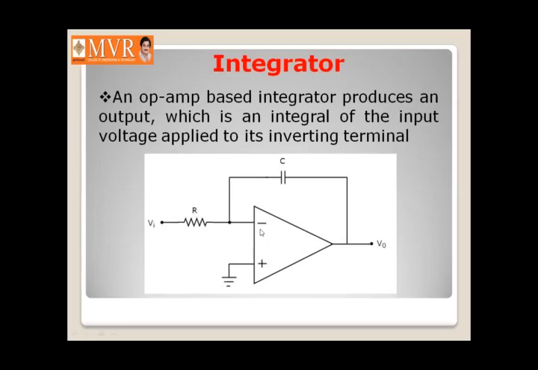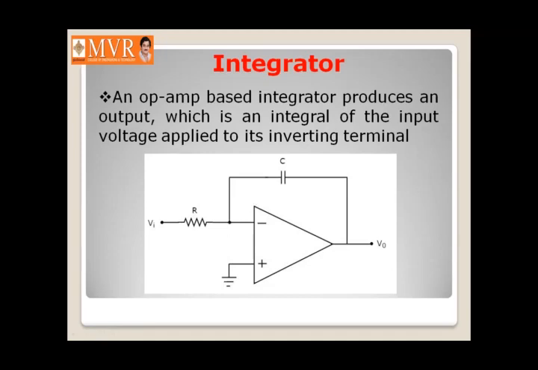So Vi is applied to the inverting input of the operational amplifier and V0 will be fed back through a capacitor C, and in place of the feedback resistor we are going to connect a capacitor. Then this op amp is going to act as an integrator. Here you can observe that the non-inverting terminal of the op amp is grounded. So according to the virtual ground concept, the voltage at this node will also be 0.